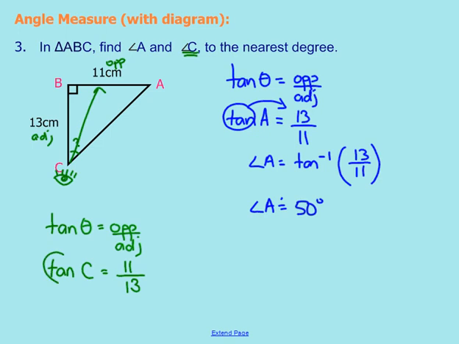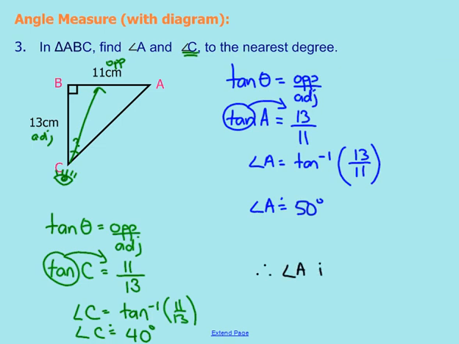Okay, and again, I want C by itself, so I'm going to move tan to the other side. Angle C is equal to tan negative 1, 11 over 13. And just punch it into your calculator. So shift tan 11 divided by 13, close your bracket, and I'm getting angle C is equal to 40 degrees approximately. All right, since it's a word problem, you probably want to put a therefore. Therefore, angle A is 50 degrees and angle C is 40 degrees.